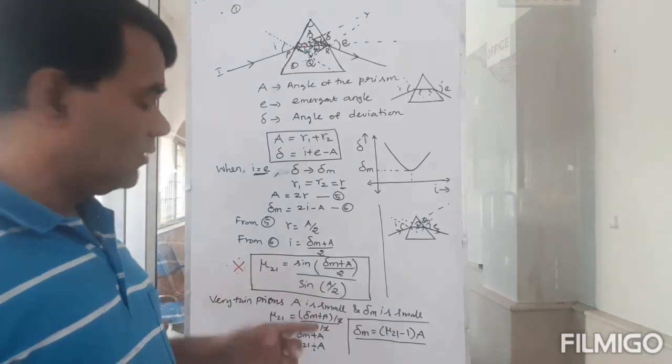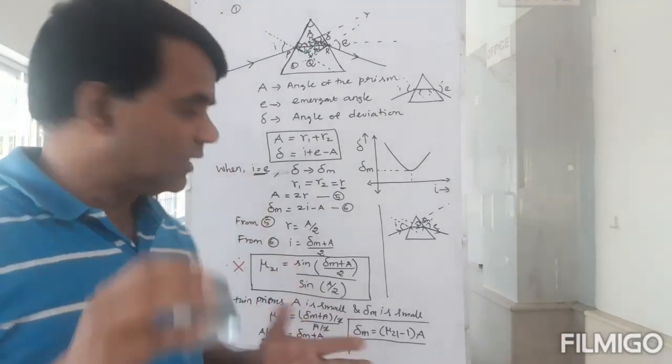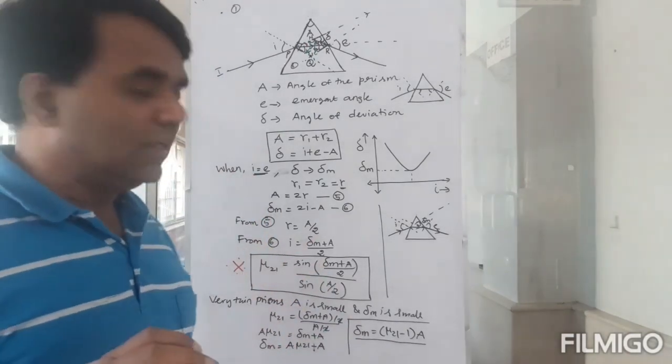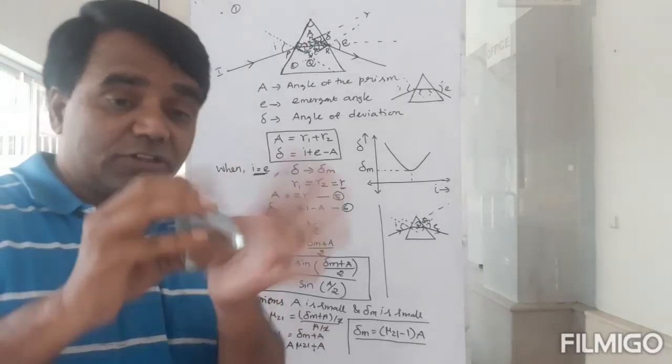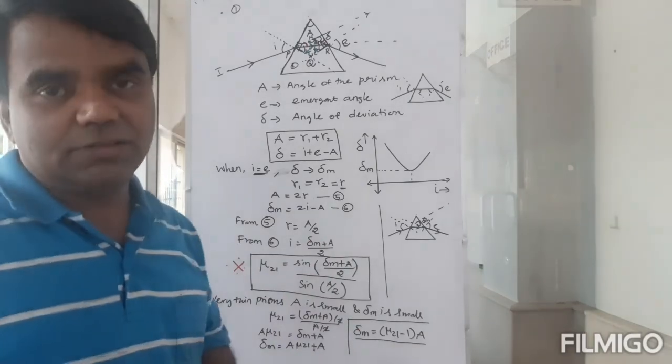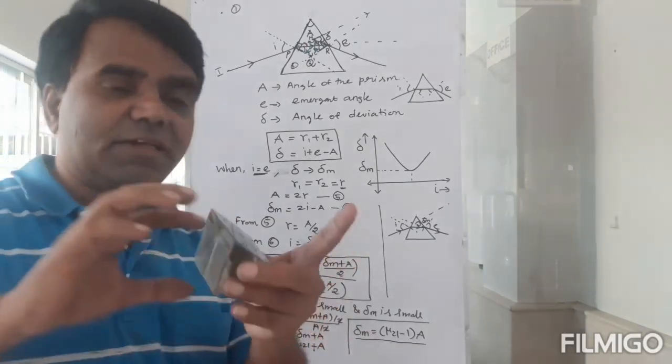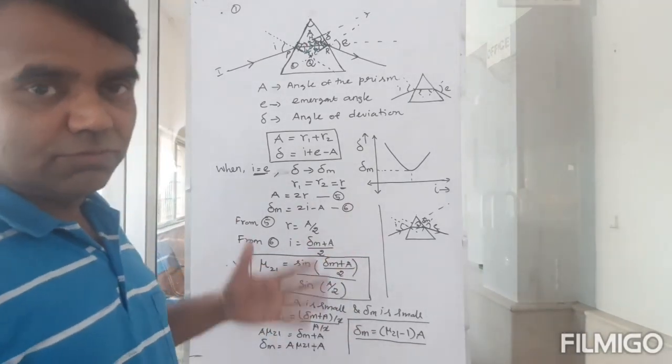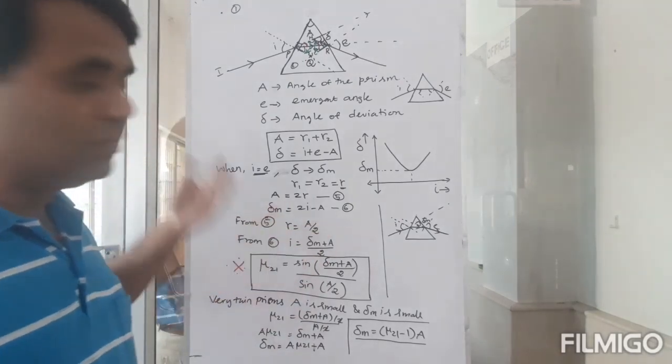So clearly, if it is a glass prism, then I can have one value, and if it is a water prism, then I'll have a different delta M for the same A. So it's like that. Hope this is clear to you.